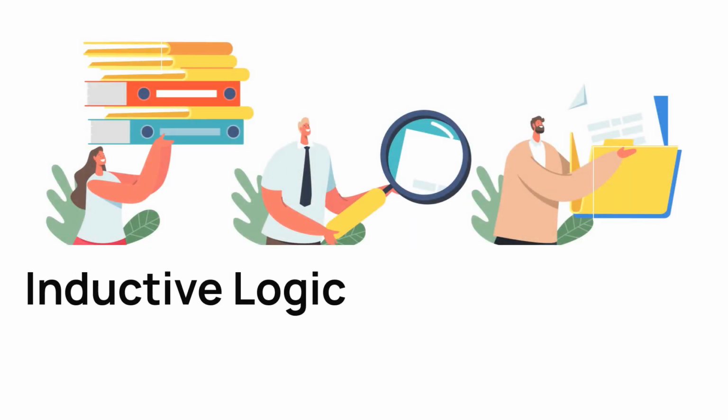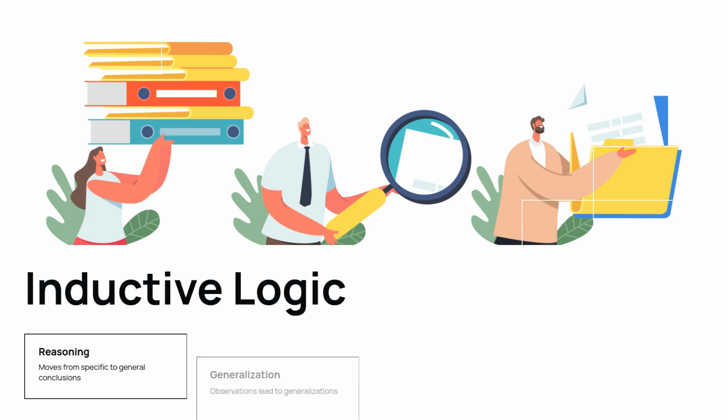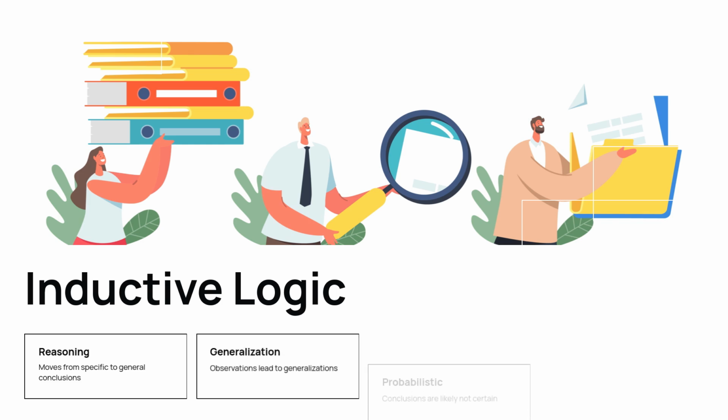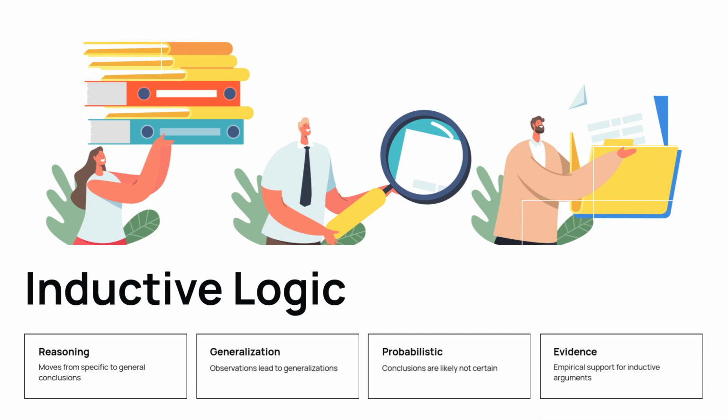Inductive reasoning moves from specific to general. It involves making generalizations based on observations. Conclusions are probabilistic, not certain. Use empirical evidence to support inductive arguments. This approach is common in exploratory research.